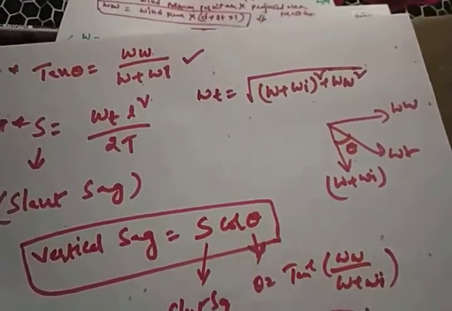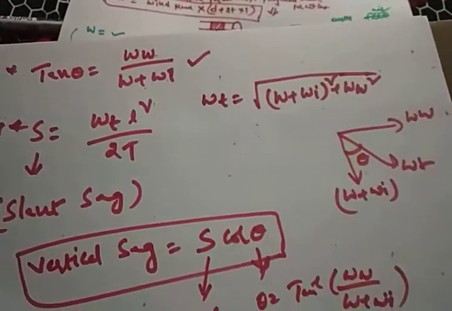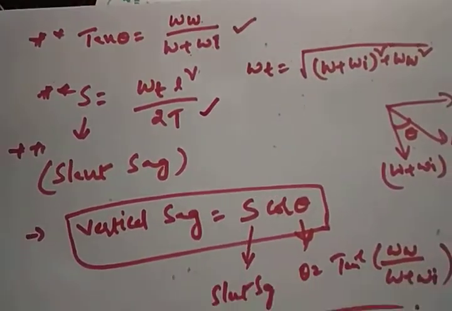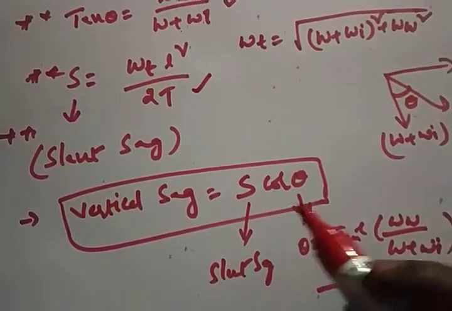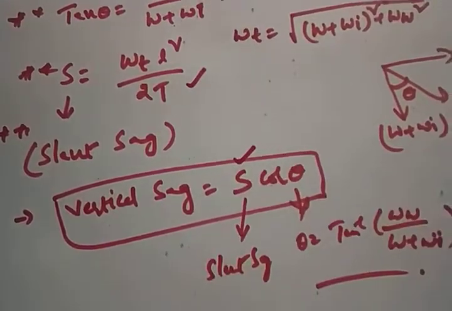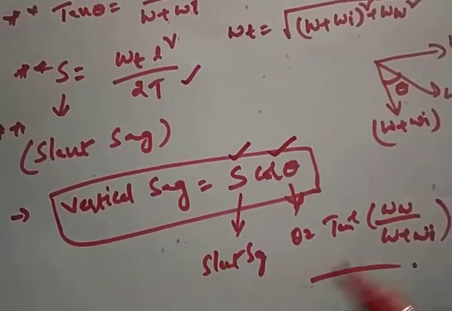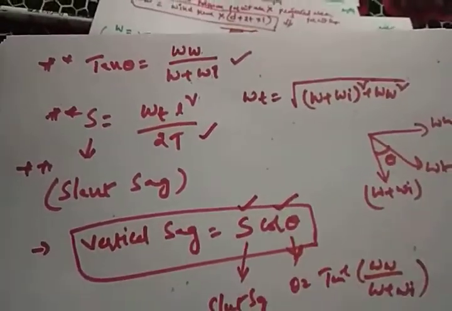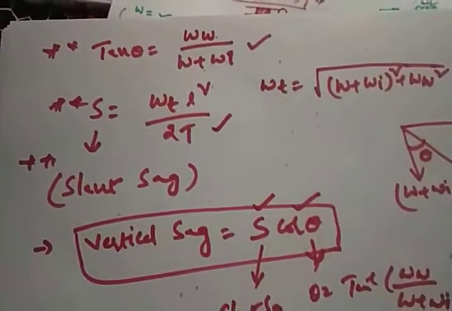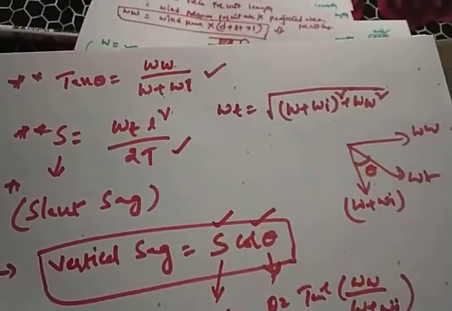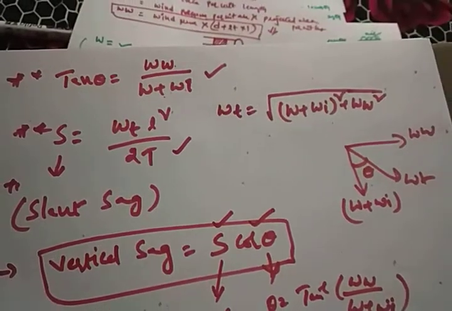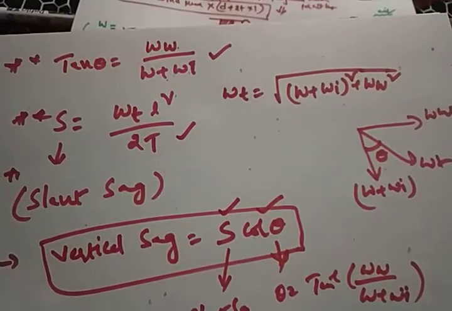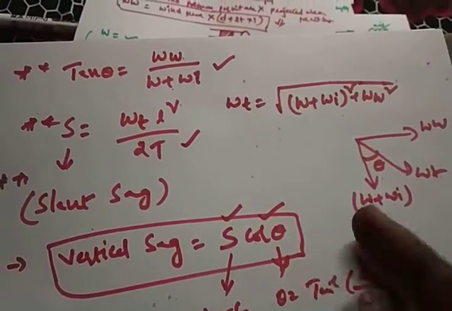S into cos theta. If they ask directly for the slant sag, go directly to the formula and substitute. If they ask for the vertical sag, you have to calculate the S value, then calculate the cos theta value, then substitute, and you will get the vertical sag. So these are the three basic important formulas. All the formulas are very important while doing problems in wind and ice loading. Definitely you will get a question in GATE. They won't directly give what WW, WT, WI are.